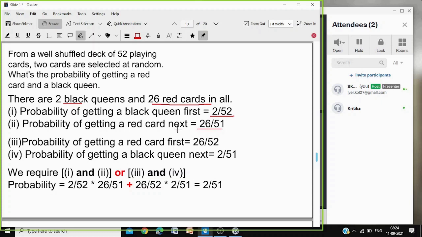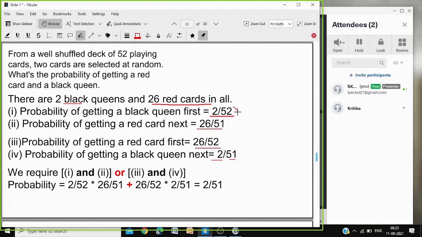Now let us take the other possibility: first a red card and then a black queen. So the first red card will be 26 out of 52. After removing one red card, there will be 51 cards, out of which there are 2 black queens. So the probability of getting a black queen is 2 by 51.